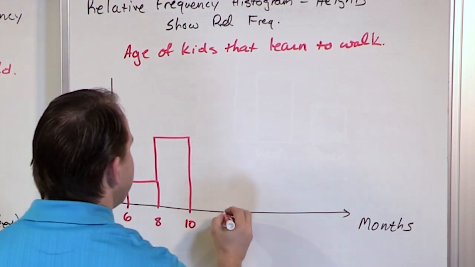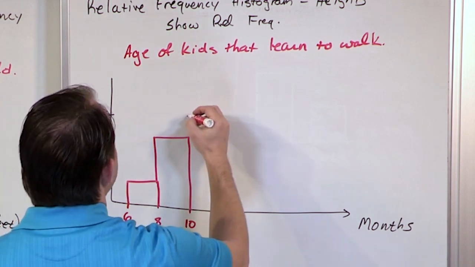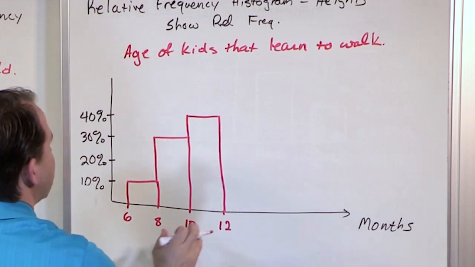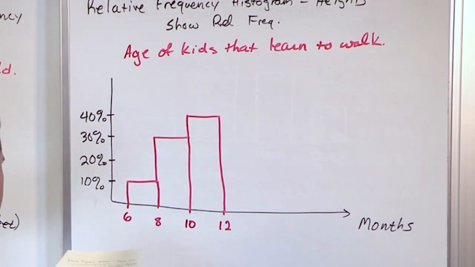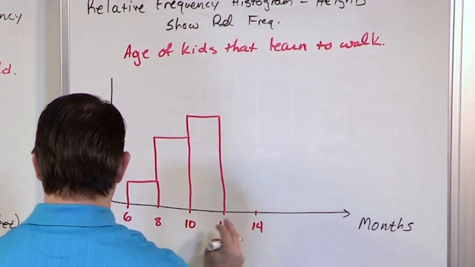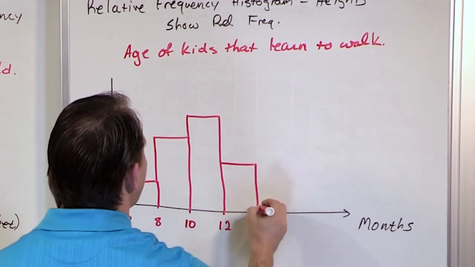Now between 10 and 12 months of age, it's really, really high, up here around 40%. Most kids are probably going to learn how to walk somewhere around the 1-year mark. And then between the ages of 12 and 14 months, it goes down, but not quite so much. Let's say 20% of the kids learn to walk there.